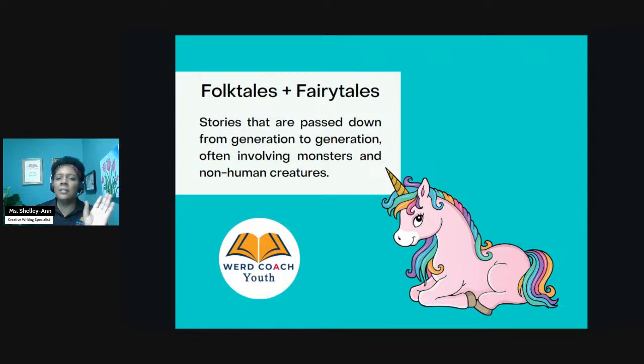Yep, monsters, non human creatures, definitely. And well, this image is of a unicorn. Those of you who know about unicorns, you know that the horn is magic, etc. So there's stuff that you know about the characters, and then you could create any story around them, right?